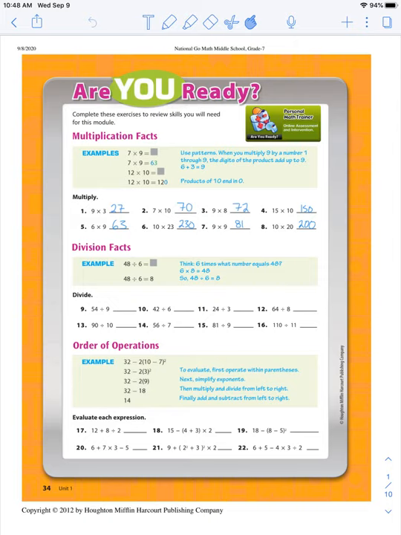Let's review some division now. Pause the video, complete numbers 9 through 16. Ready, go. All right, check your answers, see how many you got right. Hopefully that one took you less than a minute as well.